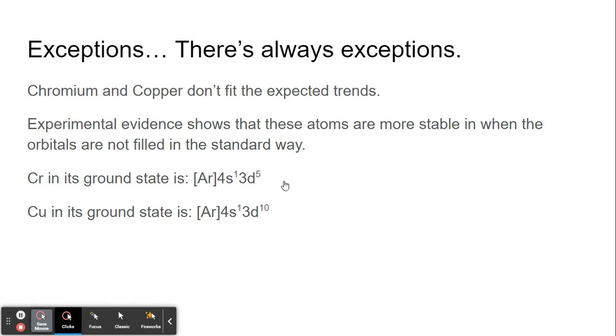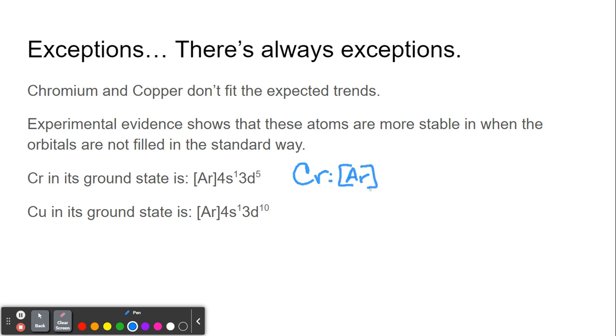Sorry, having a hard time finding my pen here. Okay, so if you look at your sheet, you probably wrote for chromium that chromium's noble gas before it was argon. And as you look across, you should have written 4s2 and then 3d4. Turns out, though, that's not actually what the experimental evidence shows. Instead of chromium being 4s2, 3d4, in reality, it's got this electron configuration.